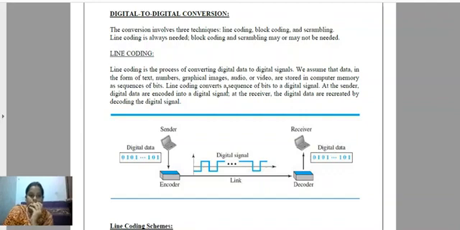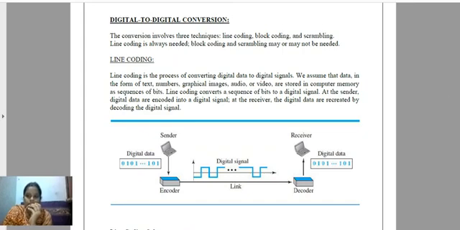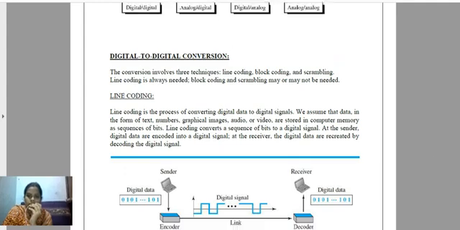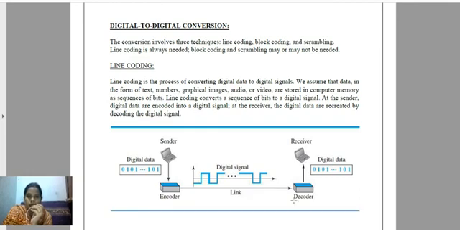Hello students, today we will discuss digital to digital signal conversion. We have already discussed in the OSI layer that the first layer is the physical layer, where the data are actually transmitted. In digital to digital conversion, we convert the digital data to digital signal.